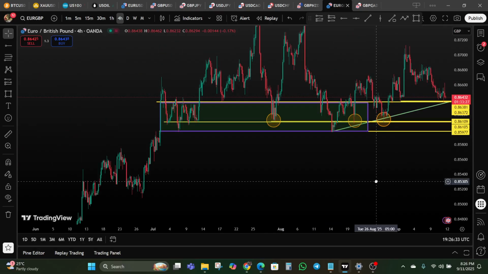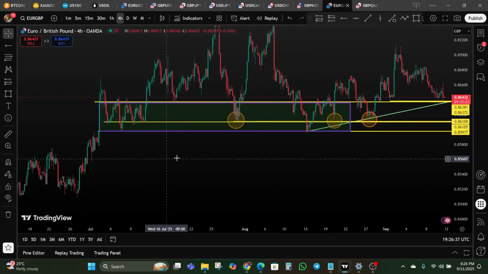Although I wish we had a very good order block example. I would have also loved to show you an order block example.